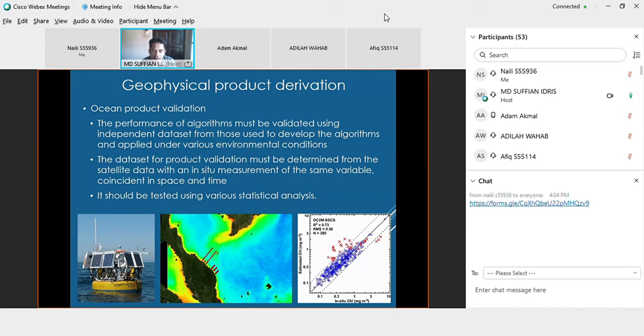Bermaksud bahawa bila satellite overpass, you boleh dapatkan data. That's why untuk MODIS, dia ada Aqua and Terra. Kalau you punya measurement, katakan you buat pada waktu pagi, you kena dapatkan data Terra. Kalau measurement you pada waktu petang, you guna data Aqua. So untuk ocean color remote sensing, the validation time period of the satellite overpass is plus minus 3 hours.